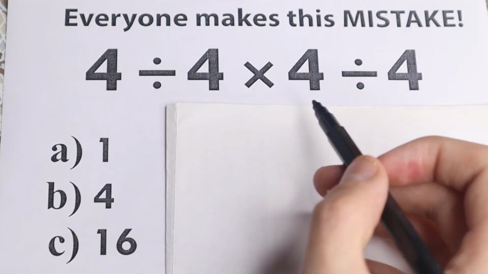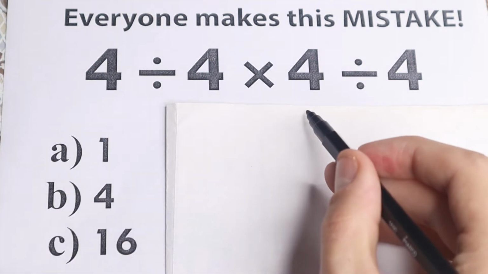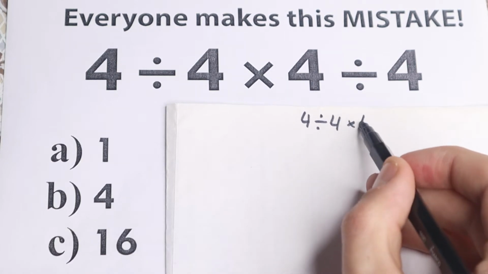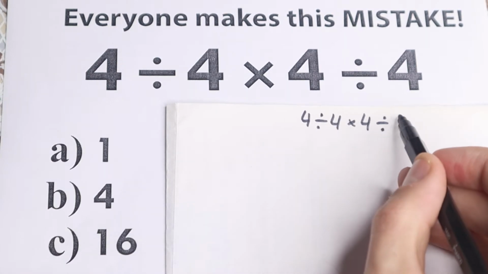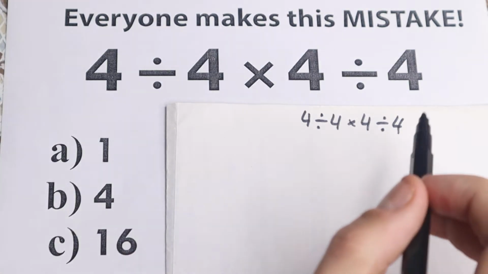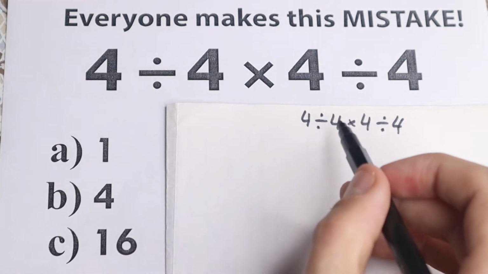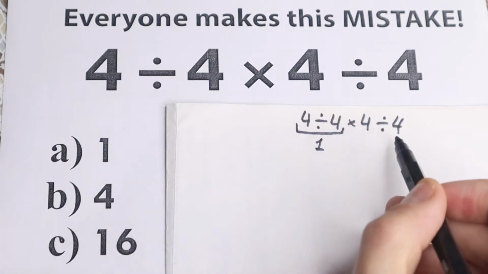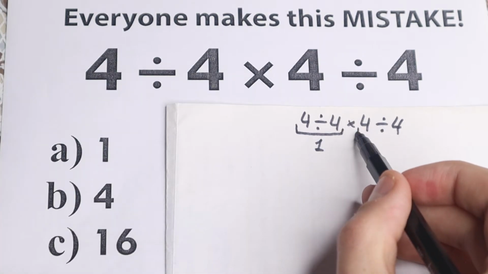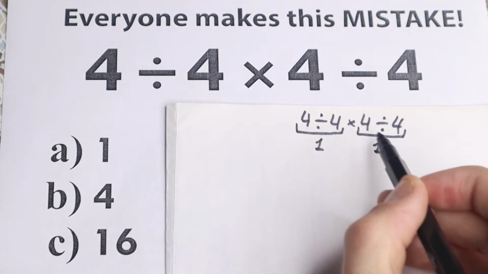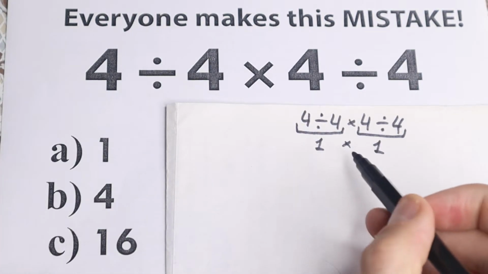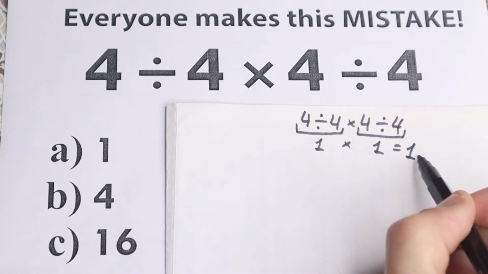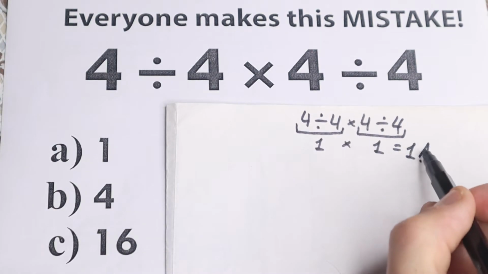Okay, so we have 4 divided by 4 times 4 divided by 4. I just rewrite this problem right here real quick, and we are going to start solving this question. A lot of students solve it like that. They say, okay, 4 divided by 4, this is equal to 1. And right here, 4 divided by 4 in the end is equal to 1 as well. This multiplication in the middle, so we have 1 times 1 equal to 1, yeah? And they say, okay, option A is the correct answer.